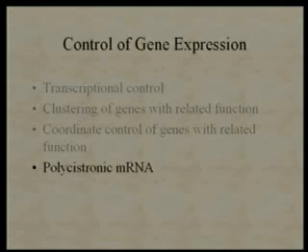So if you have a message that has multiple genes on it, ribosomes can jump on at different points on that message and actually translate them into protein. And our ribosomes can't do that. Our ribosomes always have to start at the end of a message and then go on until they reach the first stop signal.